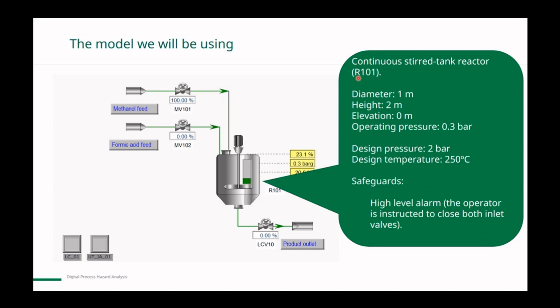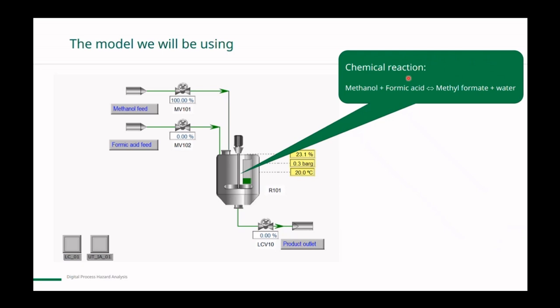It is based on a CSTR, or continuous stirred tank reactor, which has a diameter of 1 meter and a height of 2 meters. It is set at ground level and operating at a pressure of 0.3 bar. The design pressure of this reactor is 2 bar and the design temperature is 250 degrees Celsius. It is safeguarded with a high-level alarm and the operator is instructed to close both inlet valves in case this alarm goes off.